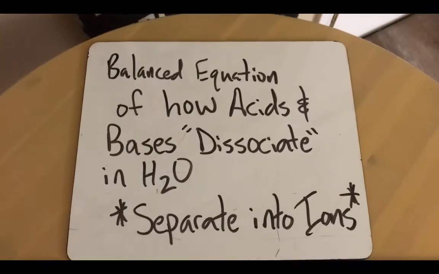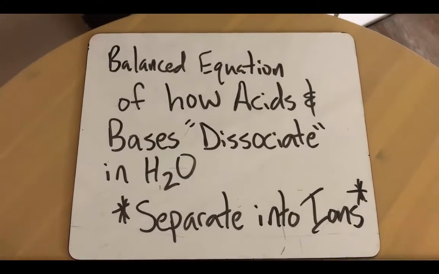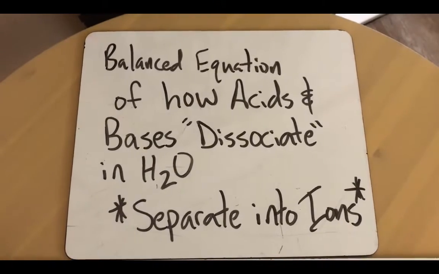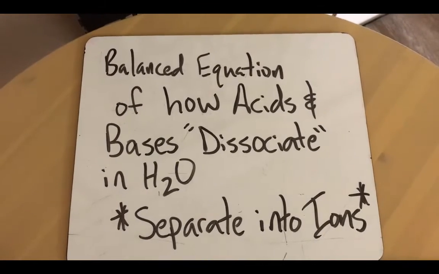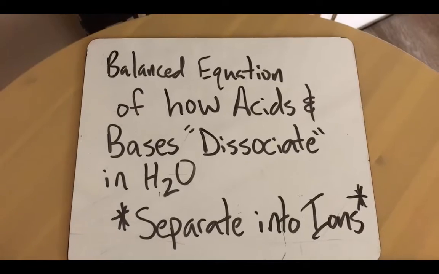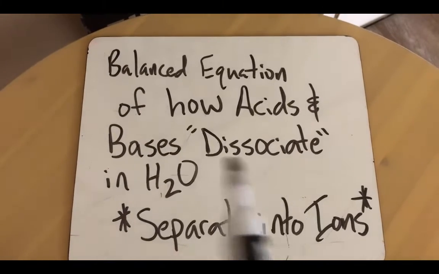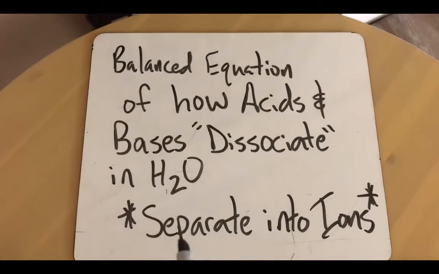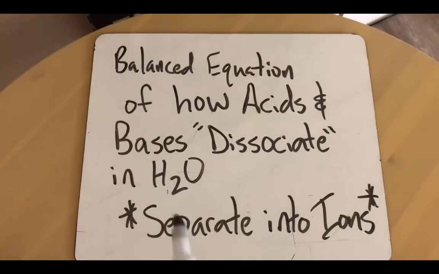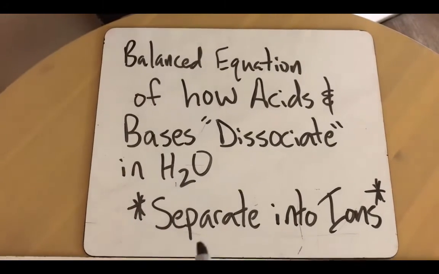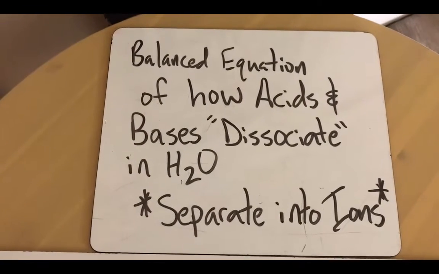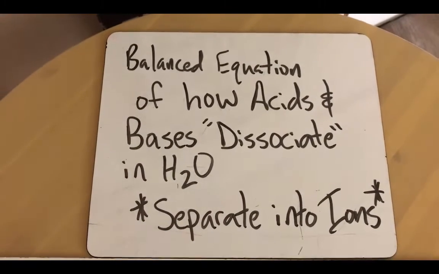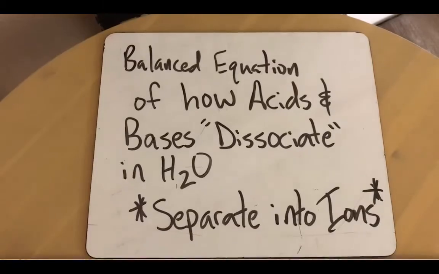Okay, the second part of this part of naming acids and bases is going to be on how to balance equations of acids and bases when they dissociate in water. And so all this means is basically what happens to these acids and bases when they're in water. And we're talking about these ions separating. And so we need to know the names to be able to write these things correctly.